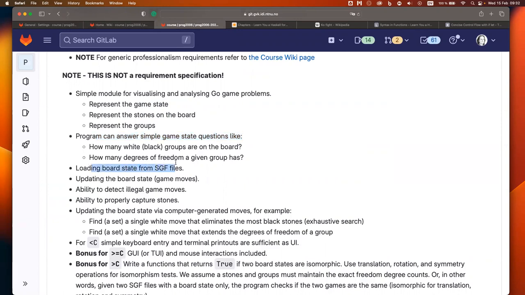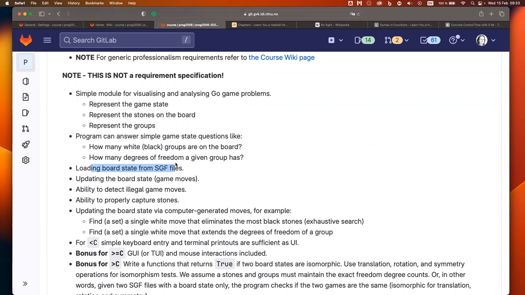I would like the program to load the state of the board from the SGF format. SGF format is pretty complicated. It is because it represents not only the state of the game, it represents all the moves of the game as well. So we are only considering the state of the board. We're not considering all the moves. We don't care about the tree and the graph for the moves, right? We're kind of ignoring that part of the SGF file format.